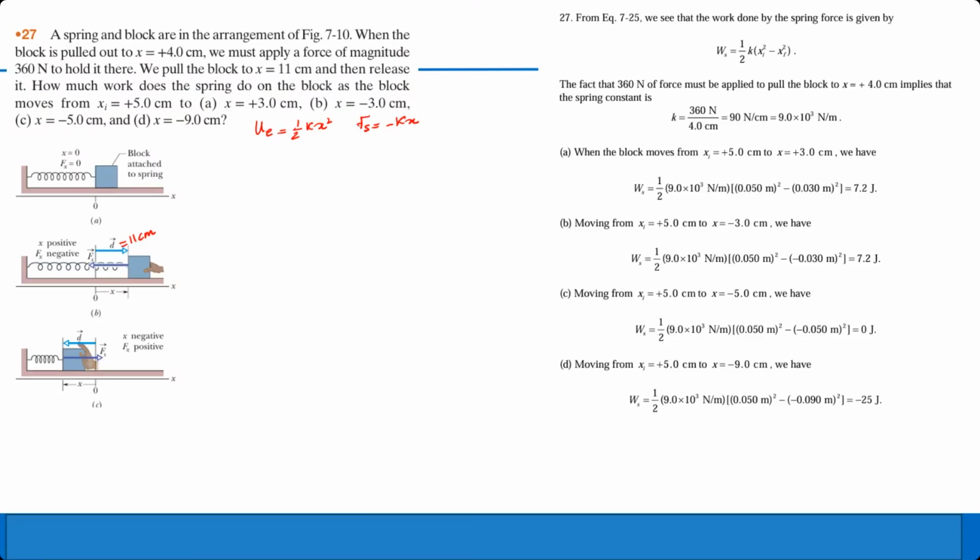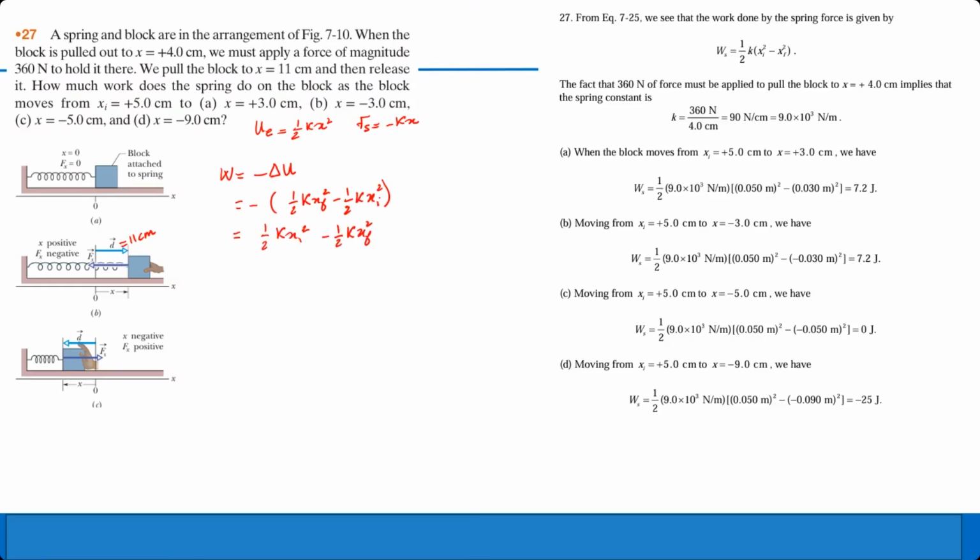So we're applying different forces and we have different displacements happening. I remind you, the work done by the spring is going to be minus delta U, right? And this is going to be minus into half k x final squared minus half k x initial squared. So I can rearrange this to half k x initial squared minus half k x final squared.